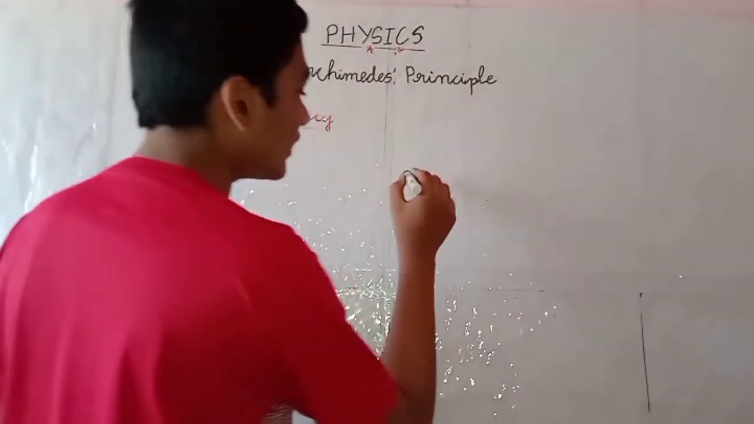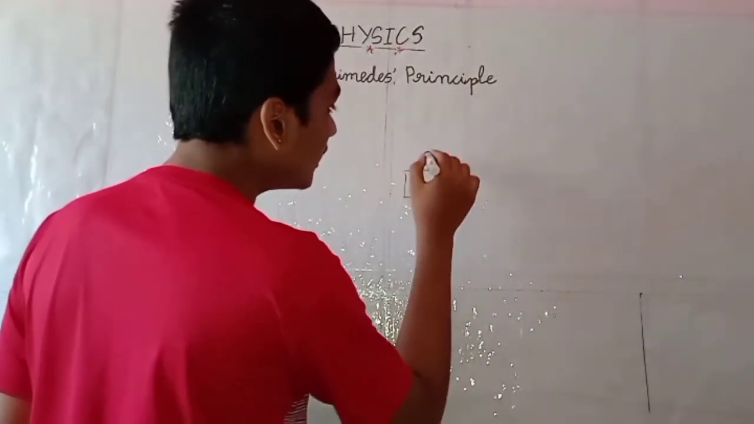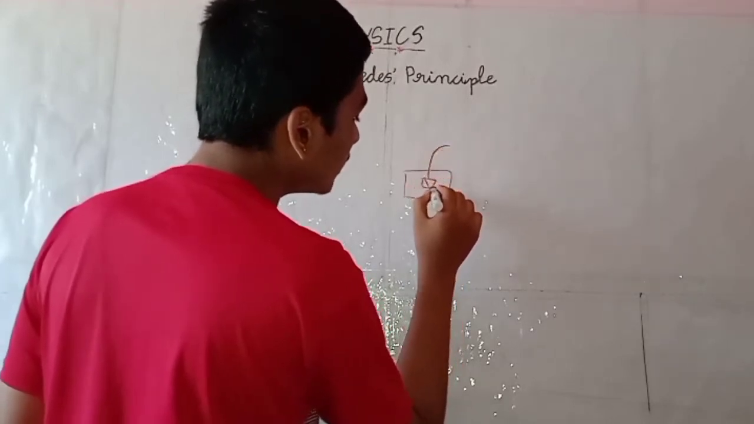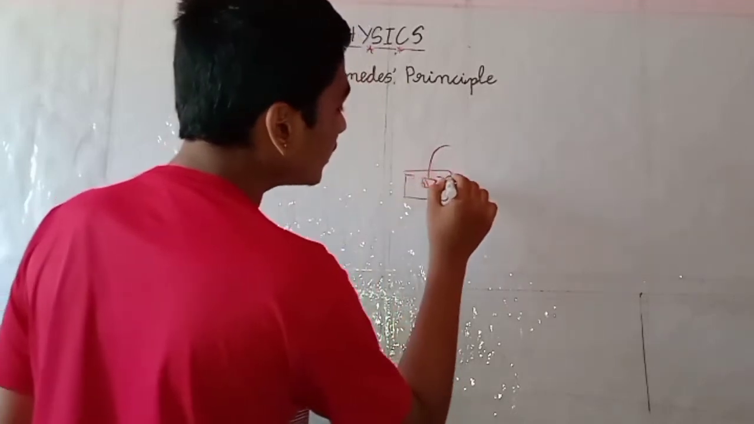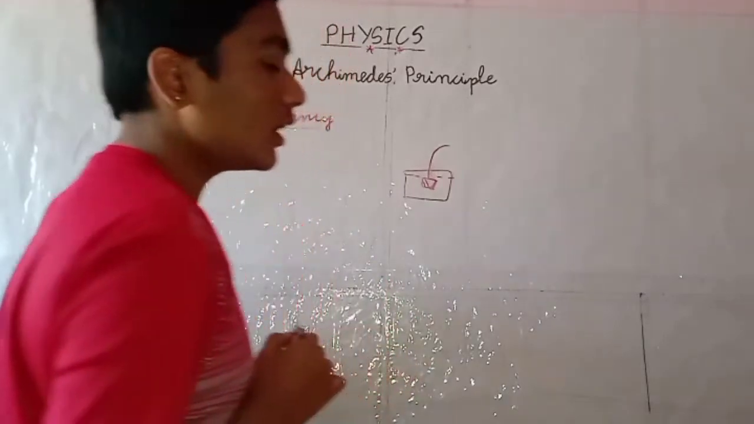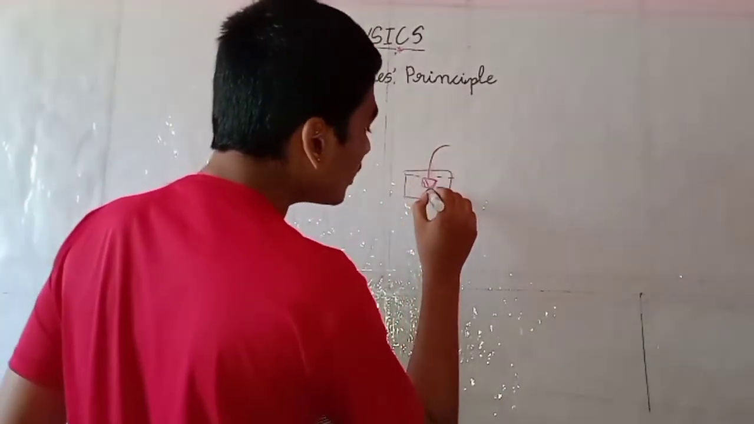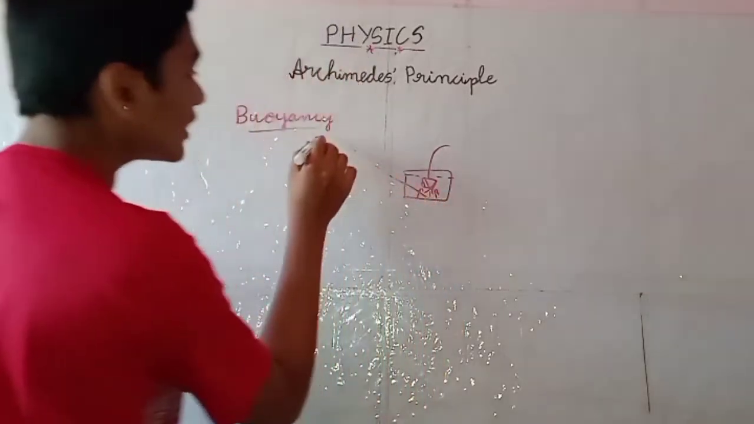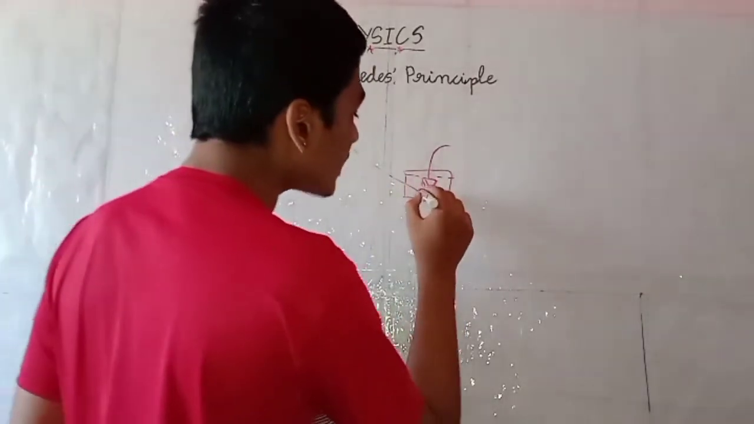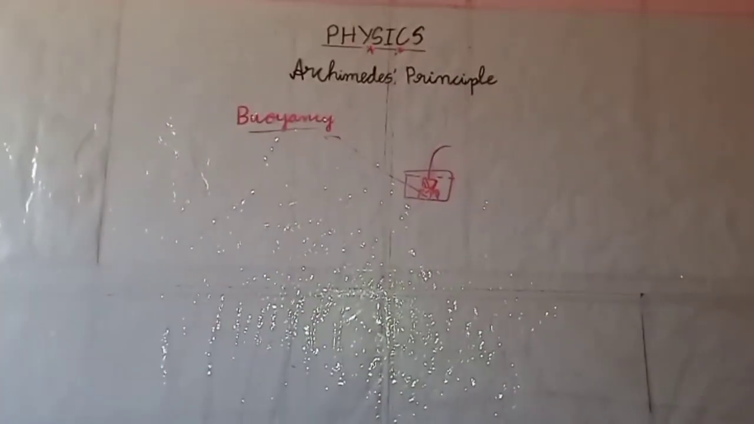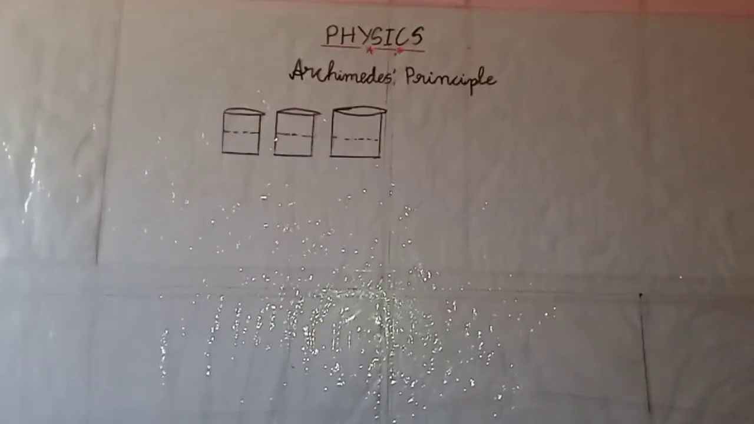So let me give you an example. Assume that this is a well and we are drawing a bucket of water, and the water level is here. When a bucket of water is immersed into this well, there is an upward force acting on this bucket of water. That is what we call buoyancy. Due to this upward force, we feel the bucket of water lighter in the well than it is in the air. So let us take three cases.